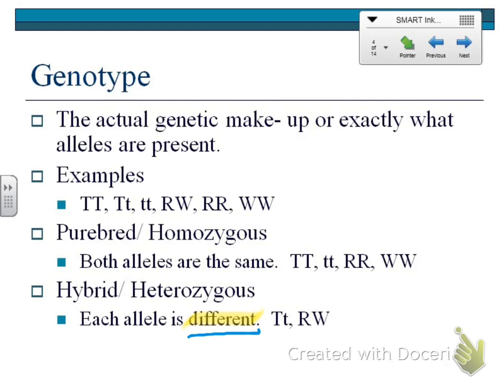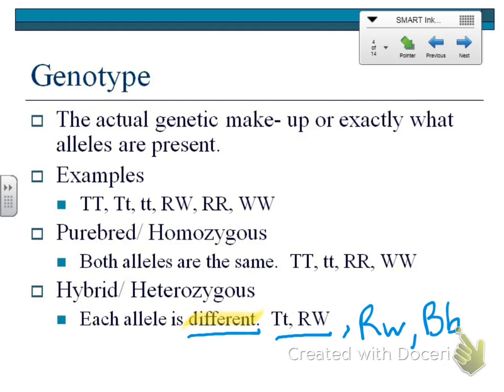So our examples of hetero. Big T, little t. You notice they are different. Big R, big W. All right, somebody else give me a heterozygous genotype. Jake, go. Big R, little w. Collier. Big B, little b. Big B, little b.